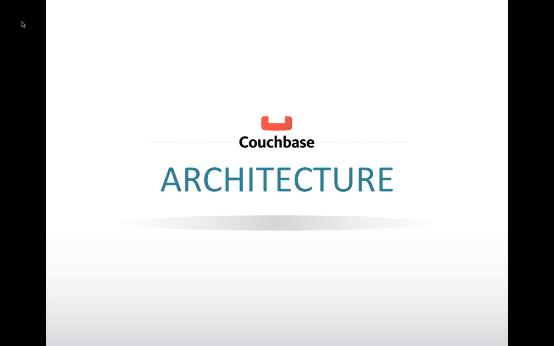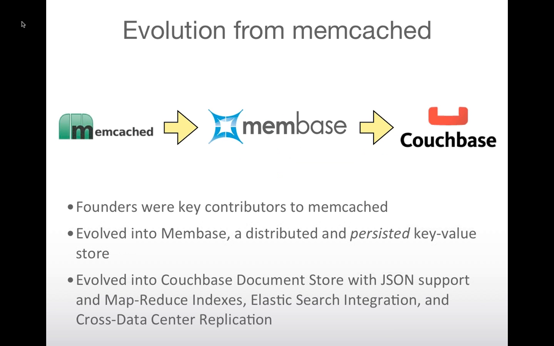So first we want to cover a little bit of the architecture of Couchbase. What often people don't really know is the history of Couchbase. Some of our key founders were Memcached contributors, and Memcached was created in the early 2000s for LiveJournal, and these key contributors created a product called Membase, which was a distributed and persisted key value store. It was basically a distributed Memcached.